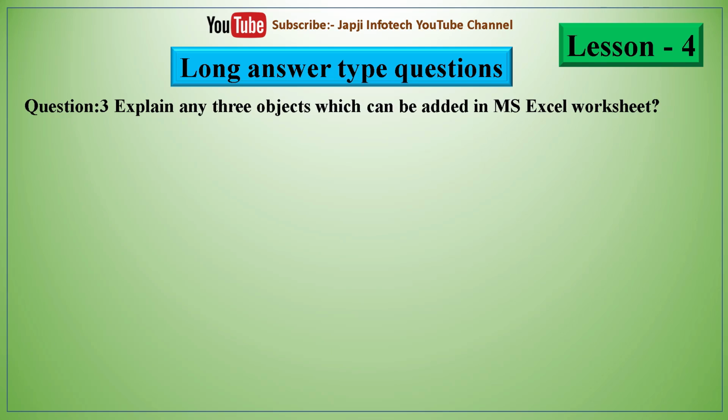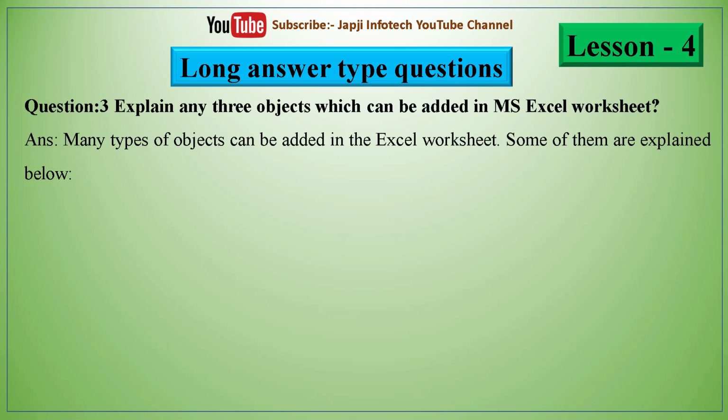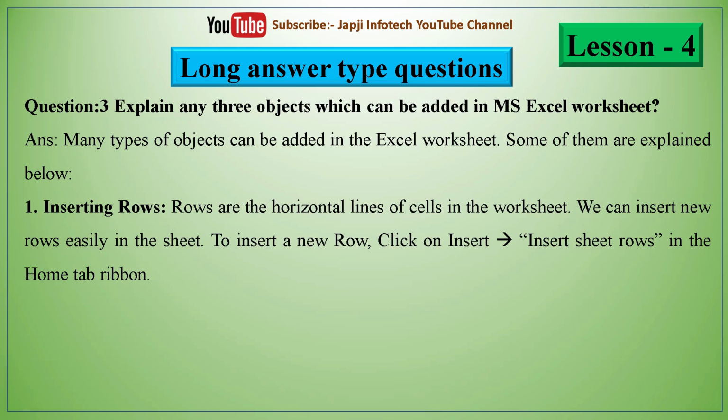And the third question is, explain any 3 objects which can be added in an MS Excel worksheet. So many types of objects can be added in the Excel worksheet. Some of them are explained below. So the first one is inserting rows. Rows are the horizontal lines of cells in the worksheet. We can insert a new row easily in the sheet. To insert a new row, click on Insert, then Insert Sheet Rows in the Home tab ribbon.